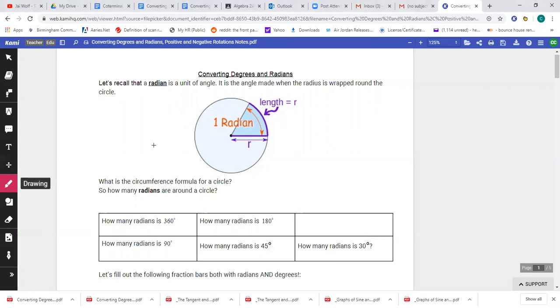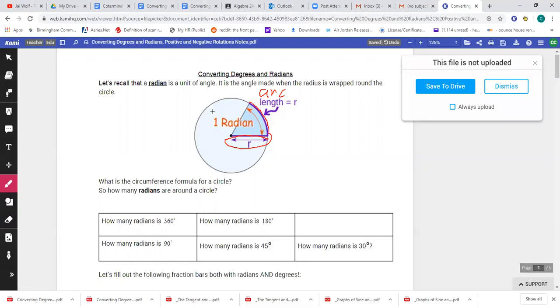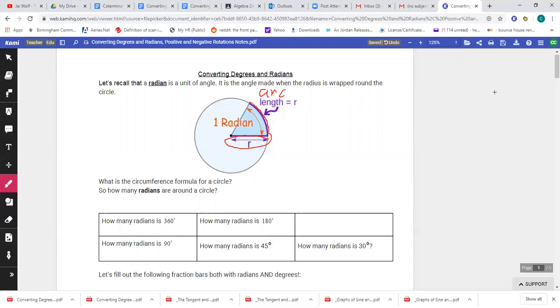and you can see here in the picture, it is the angle that is made when the radius, see this R here, is the same as the arc length. So we're actually going to call this the arc length. If you remember from geometry, that one section of the circle is called an arc length. So let's say you have a radius of 5. If this arc length is also 5, then the angle made with the arc length and the radius is 1 radian. Okay?